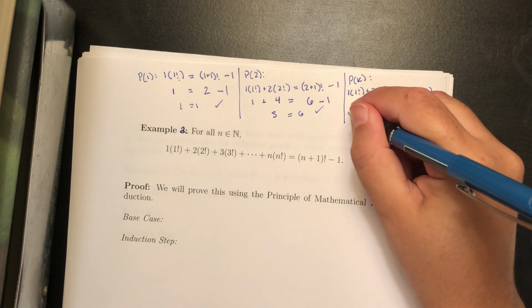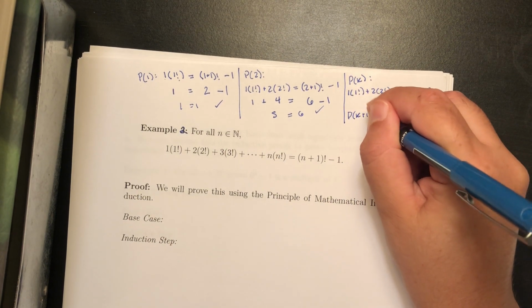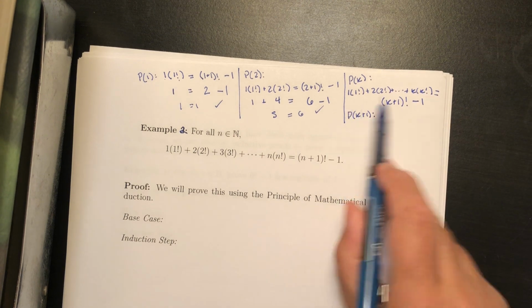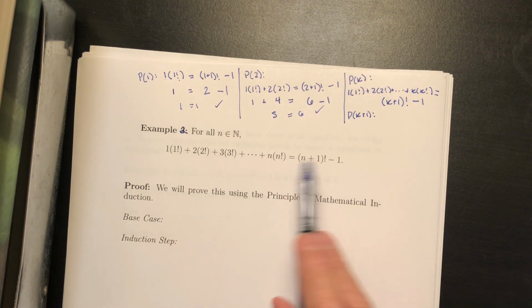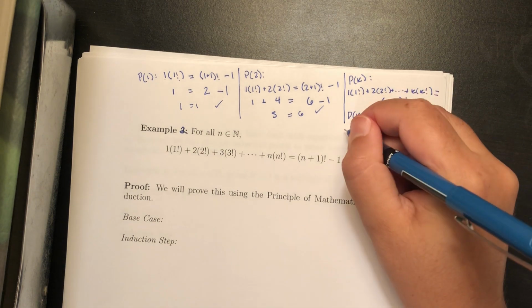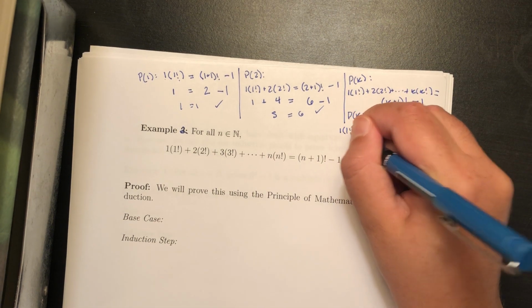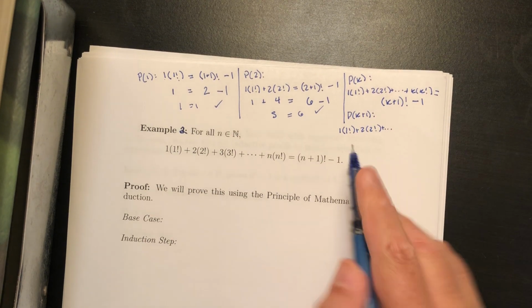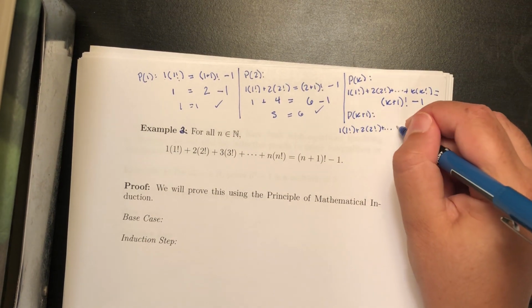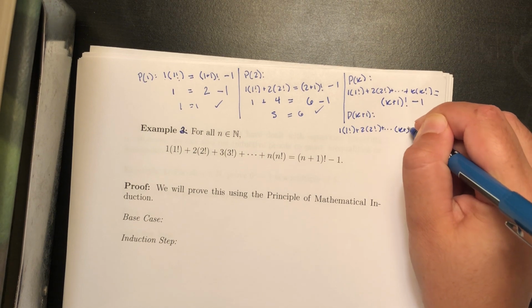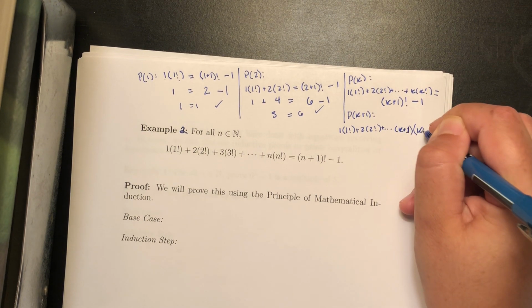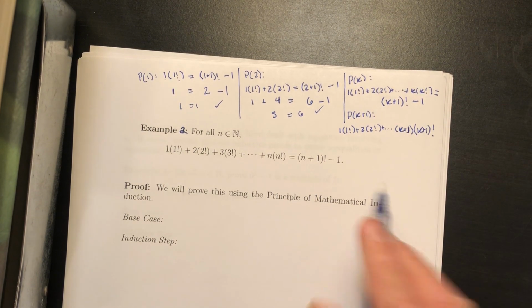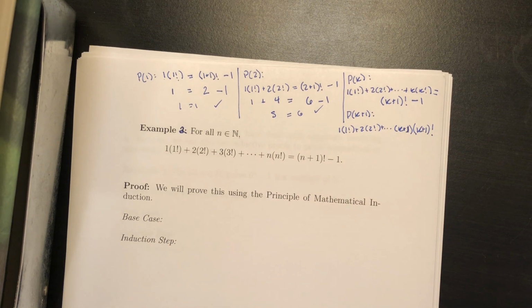Then we're going to need to show that P of k plus 1 is true. So P of k plus 1 is going to be this entire equation, but replacing each instance of n with a k plus 1. So that's going to look like 1 times 1 factorial plus 2 times 2 factorial, all the way up to k plus 1 times k plus 1 times k plus 1 factorial. Right, I've just replaced each one of these k's with a k plus 1.